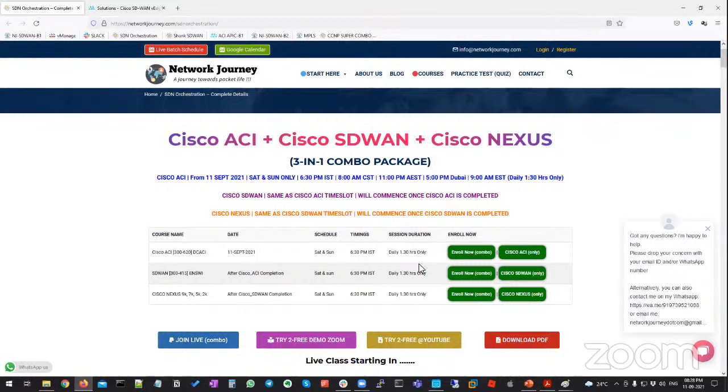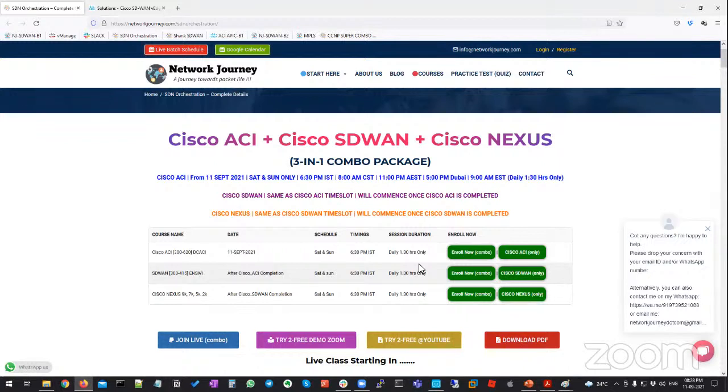I have a question regarding this course. We have a combo of 3 courses. Which one will you start first? I'm going to start with ACI first, then SD-WAN, then Nexus. Again, if people want SD-WAN to be first, then we will have a poll and we can start SD-WAN first. So tomorrow is going to be the ACI demo, right? Yes, tomorrow is going to be the ACI webinar at the same time, 6:30 p.m. IST.